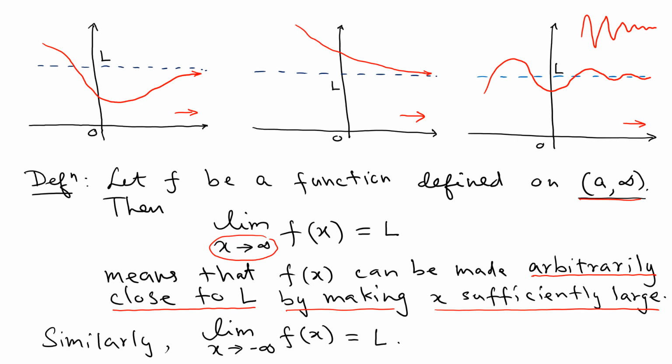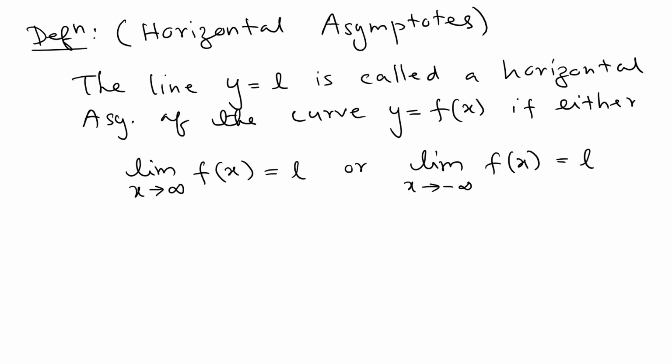Now let's see how we can use this idea in an application. For example, how to find the horizontal asymptote. In pre-calculus, we find it in a different way, for special situations. Now we simply use this limit at infinity to find all those horizontal asymptotes. So let's look at the definition first. It says that the line y equals L.